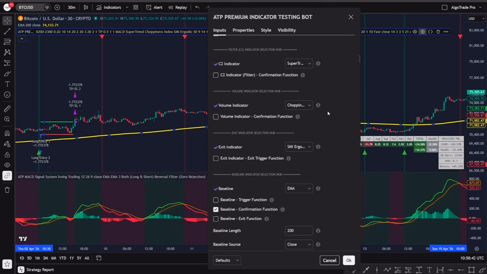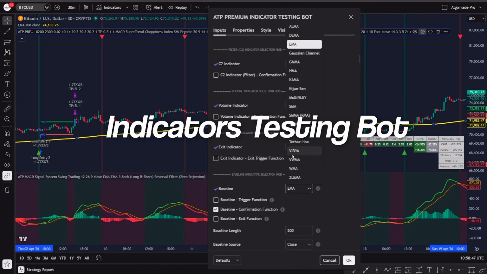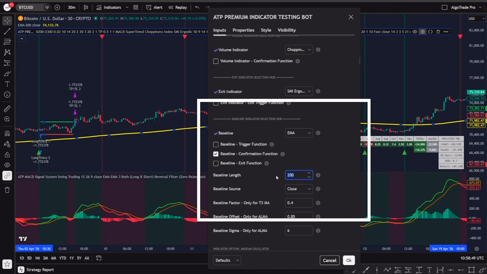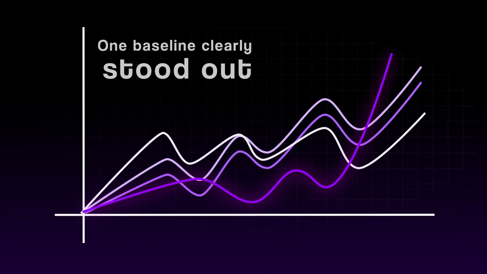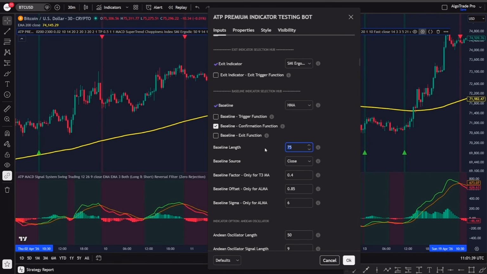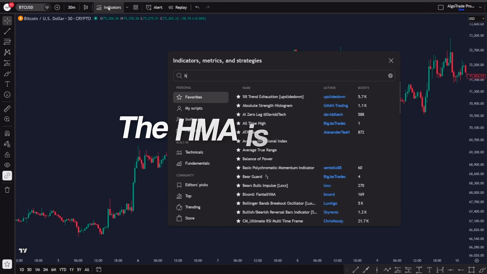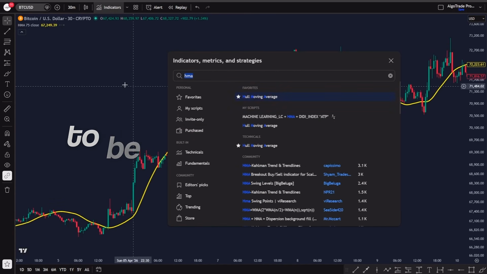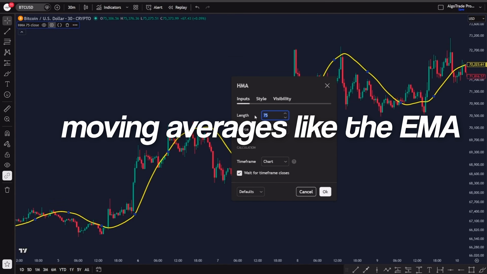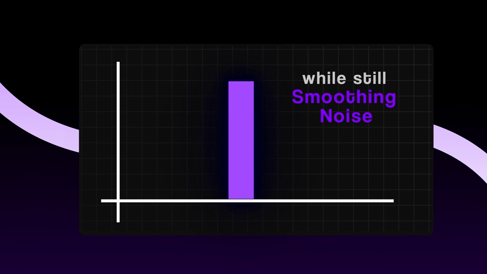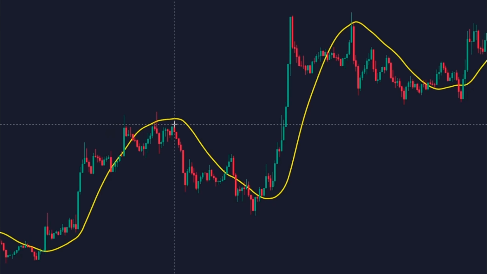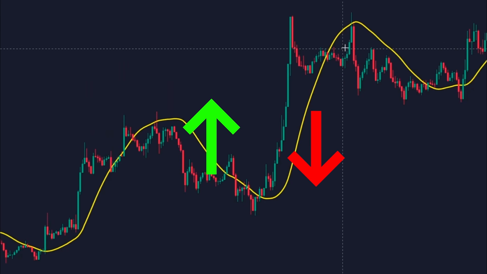So, instead of stopping there, I tested multiple baseline options inside the indicators testing bot, using different types of moving averages and inputs. And after running all those variations, one baseline clearly stood out: the whole moving average with a period of 75. The whole moving average is designed to be faster than traditional moving averages like the EMA. It reacts quicker to price while still smoothing noise. So, in simple terms, it gives you trend direction with less lag.